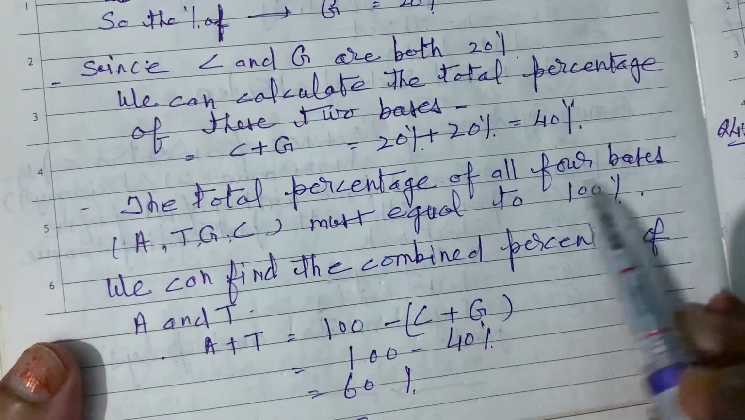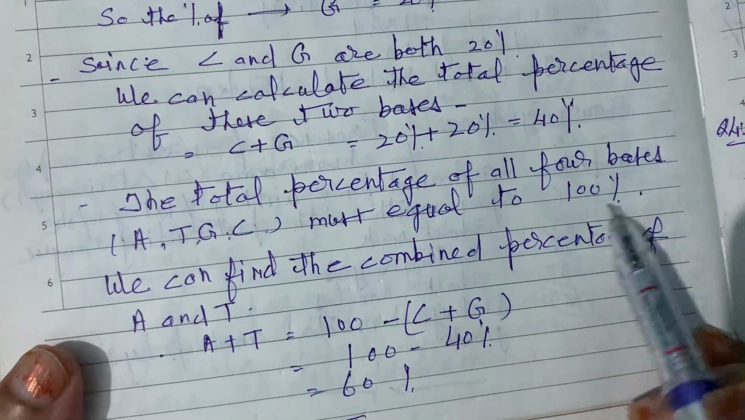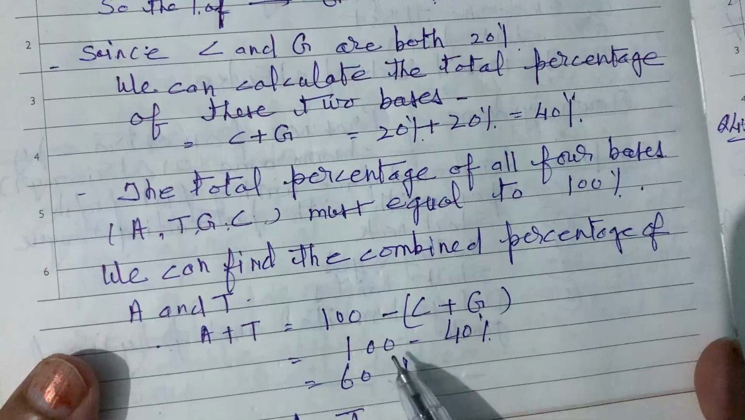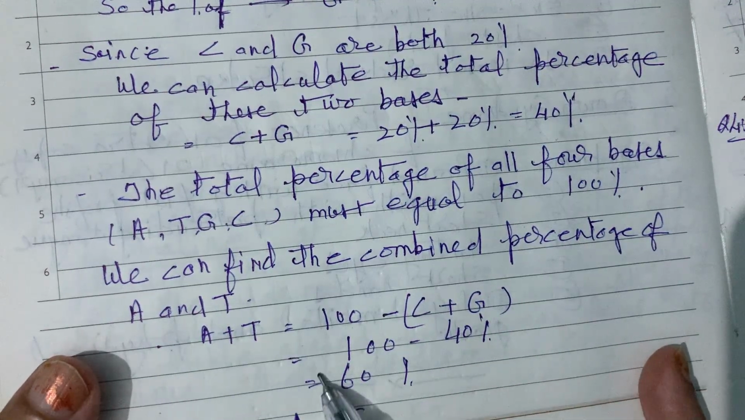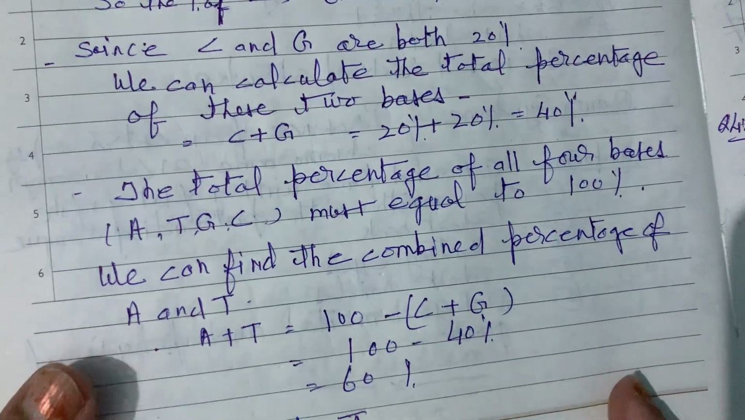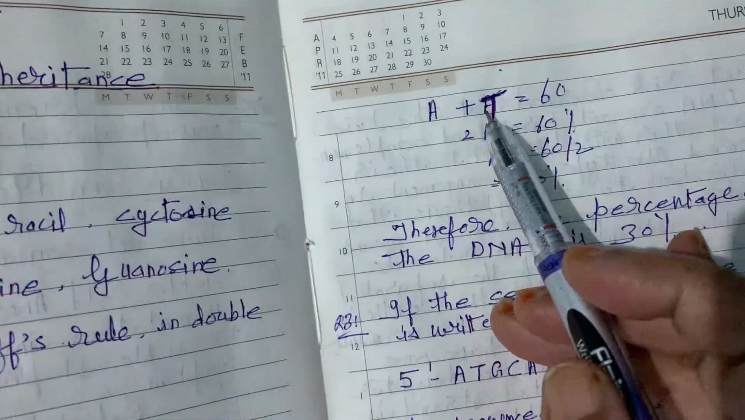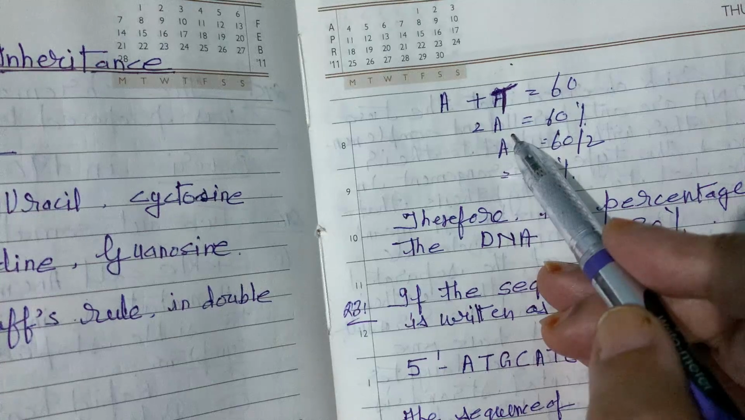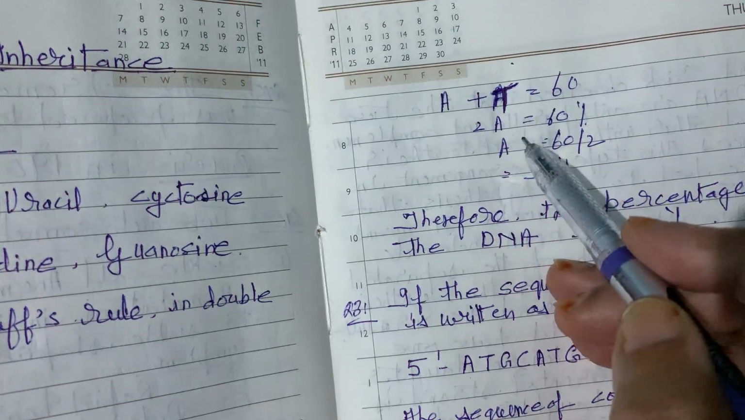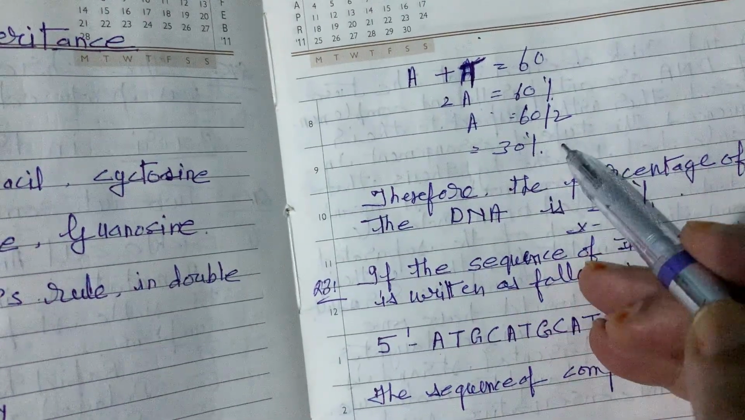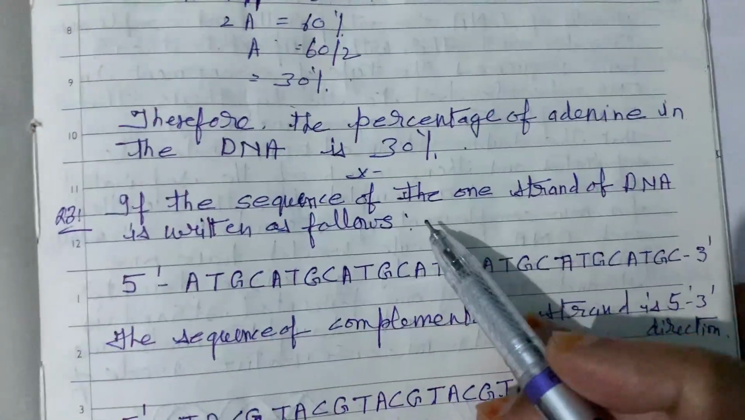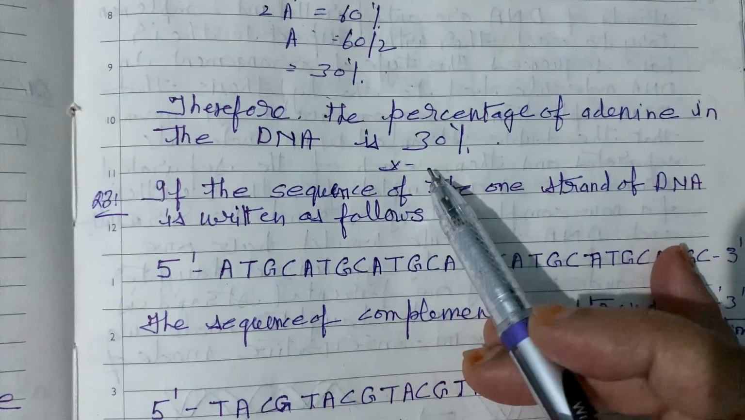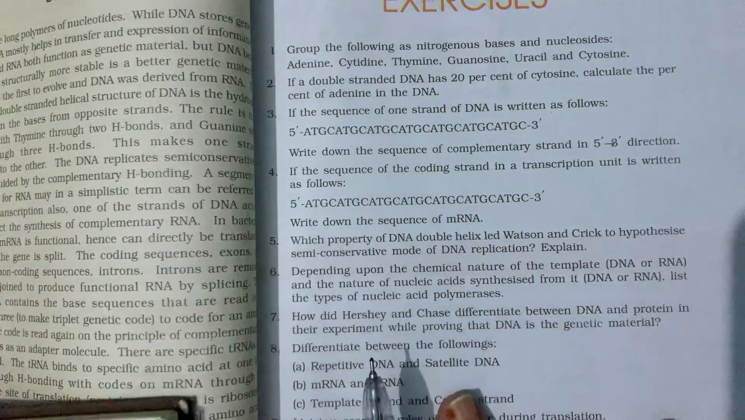And the total percentage of all four bases must be equal to 100. Then we can find the combined percentage. A plus T is equal to 100 minus C plus G. C plus G is 40. Then A plus T is equal to 60, and A is equal to T. Then A plus A is 60, 2A is 60%, then A is 60 upon 2, it is 30%. Therefore, the percentage of adenine in the DNA is 30%, right?